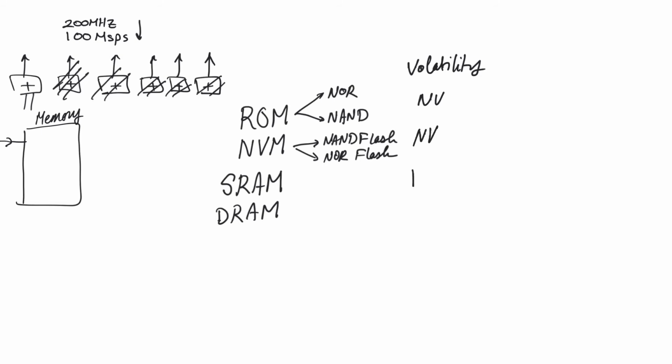RAMs are volatile, so if you remove the power supply, definitely you're going to lose the stored value. There's a small chance that a DRAM or an SRAM might keep some of the values on some of the nodes, but you can never rely on that.